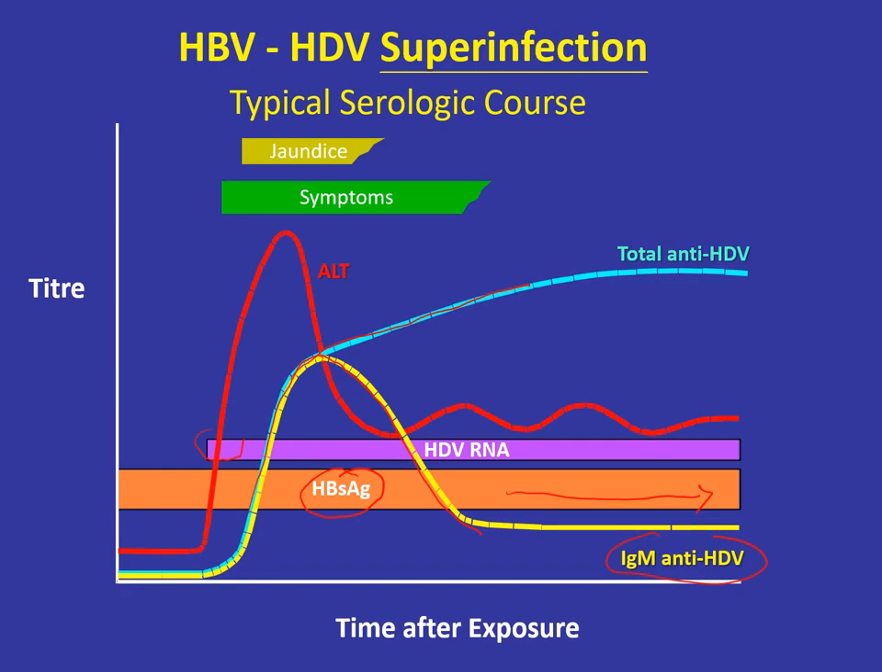But as I've mentioned, the marker of resolution of hepatitis D is the HDV RNA. Since this patient will not resolve the hepatitis D infection, the HDV RNA will also be positive for life as long as the patient is infected with both viruses. Okay, so this is the typical serologic course for a patient with hepatitis D superinfection on top of chronic hepatitis B.